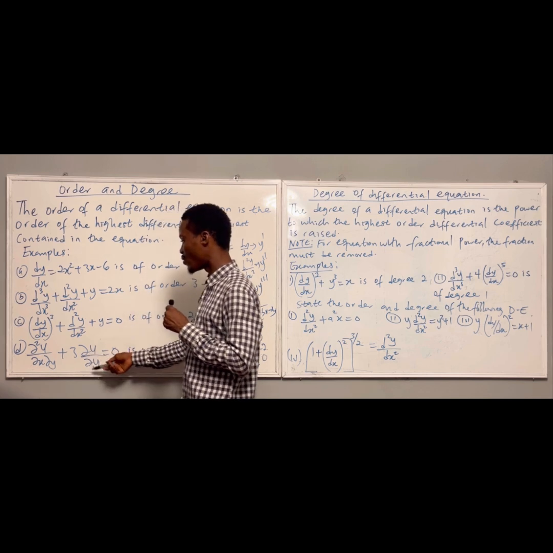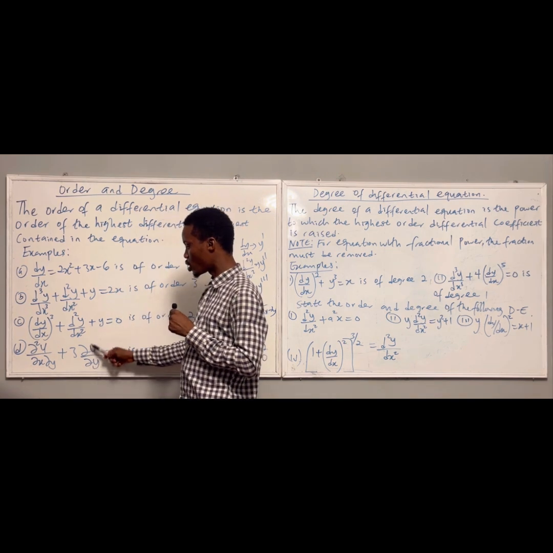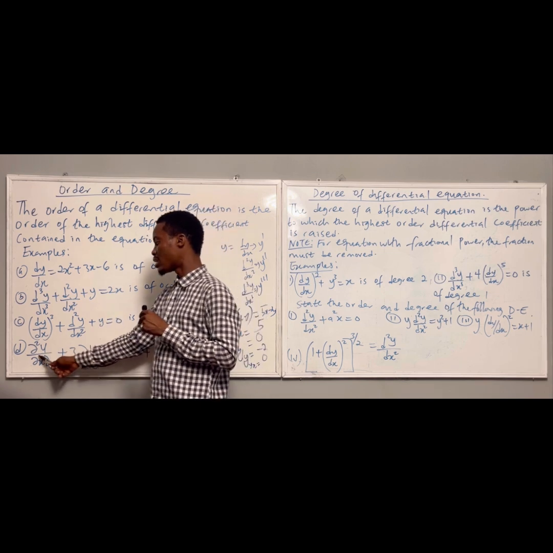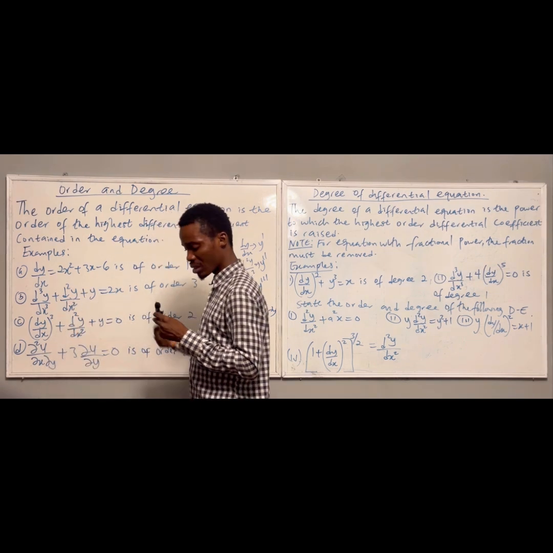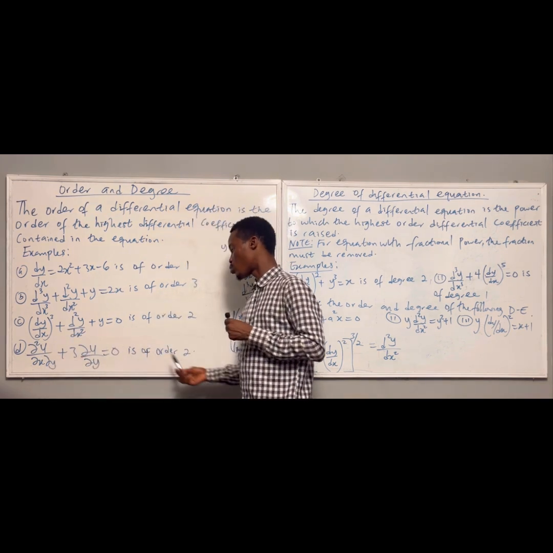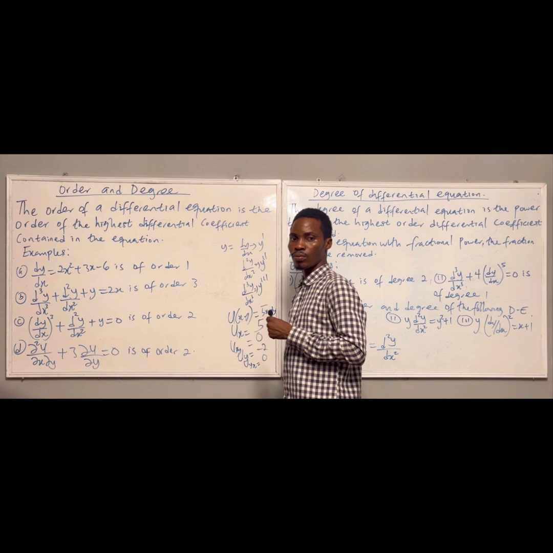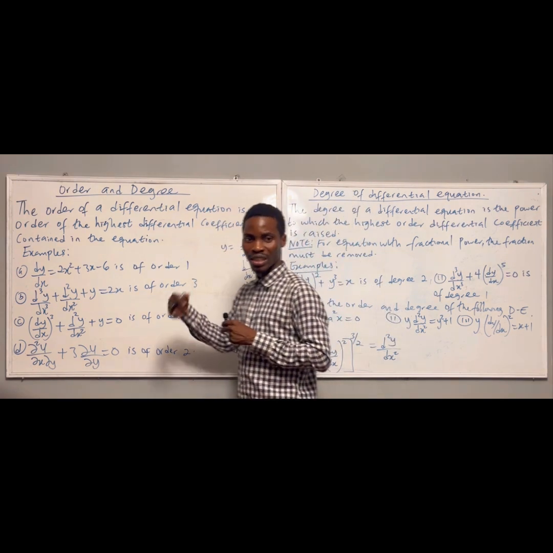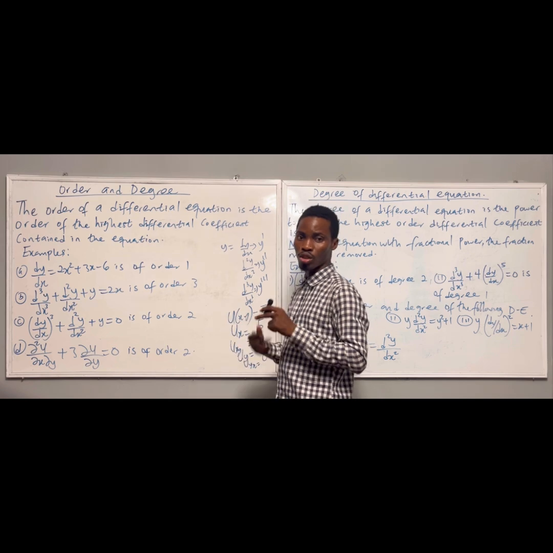And this one I differentiate once. This was differentiated once, so it is a first derivative, and this is a second derivative. So which one is the highest? The second derivative is the highest, so it's the order. The order is 2. So that is how to know the order of a differential equation. The highest differential coefficient in an equation is called the order.